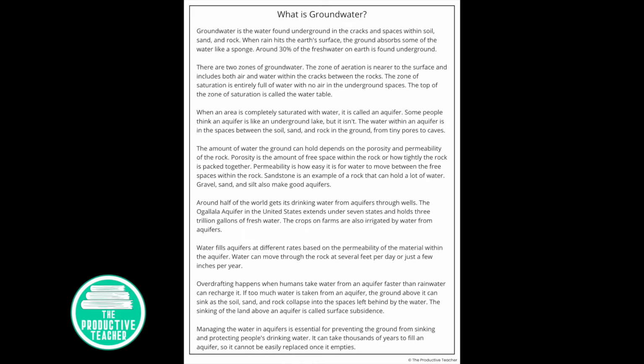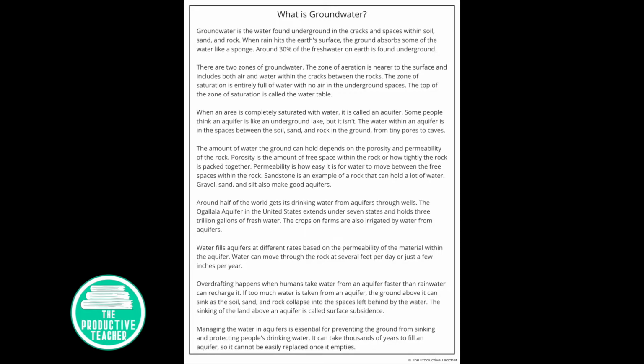What is groundwater? Groundwater is the water found underground in the cracks and spaces within soil, sand, and rock. When rain hits the Earth's surface, the ground absorbs some of the water like a sponge. Around 30% of the fresh water on Earth is found underground.